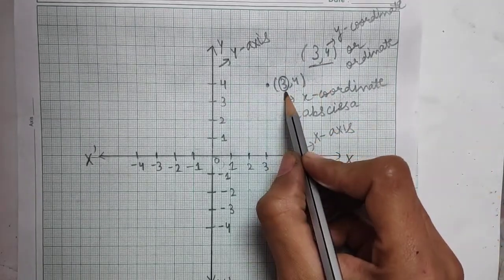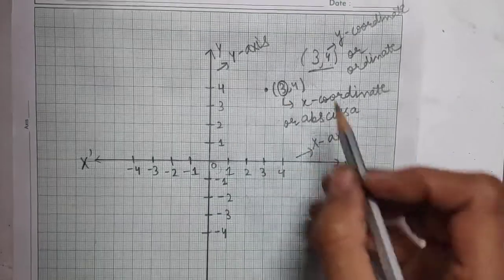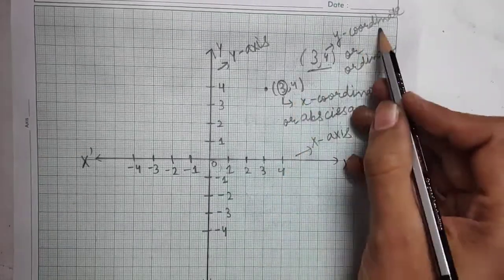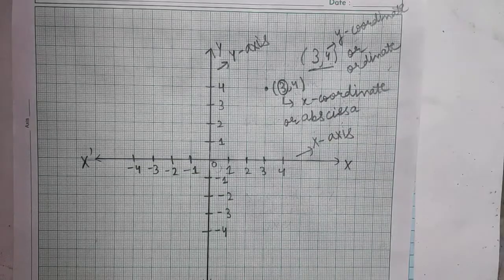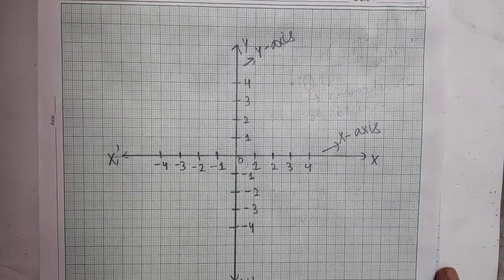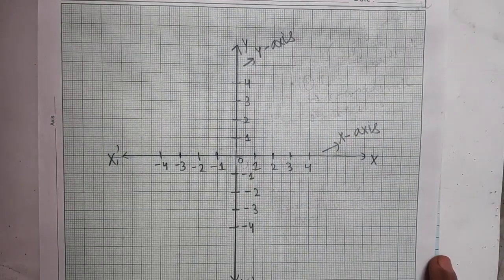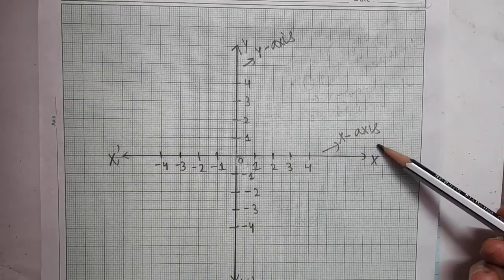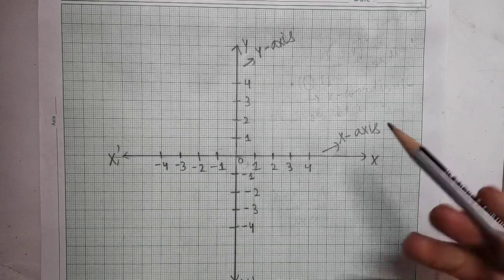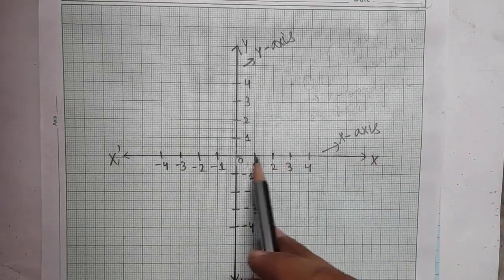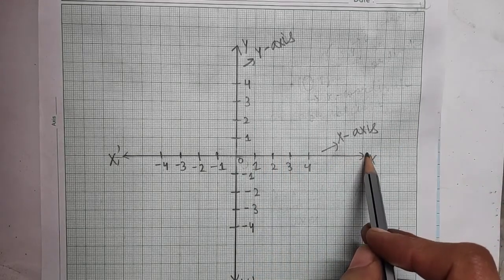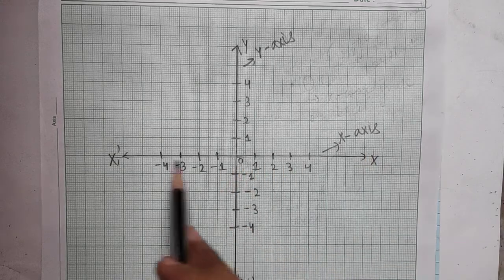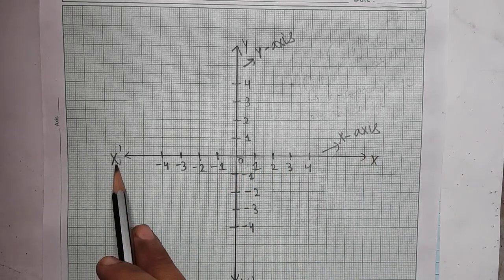This 3 is known as the x coordinate or abscissa. 4 is known as the y coordinate or ordinate. There are a few points regarding the signs of coordinates. The x coordinate, abscissa, of a point is positive if it is measured to the right of the origin and negative if it is measured to the left of the origin.